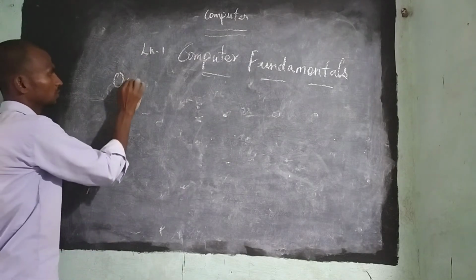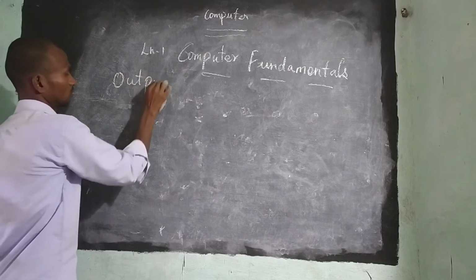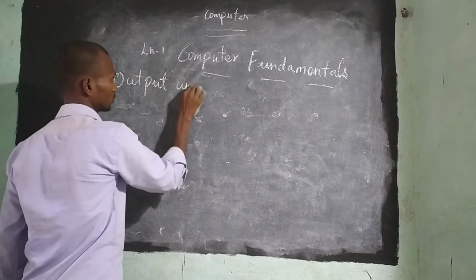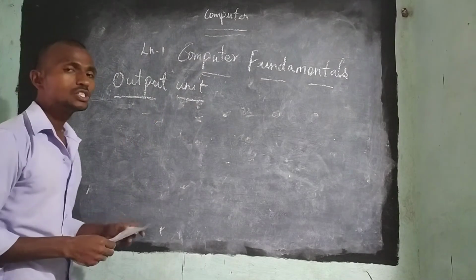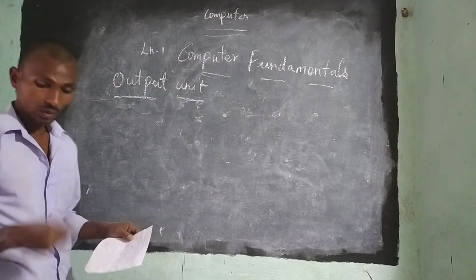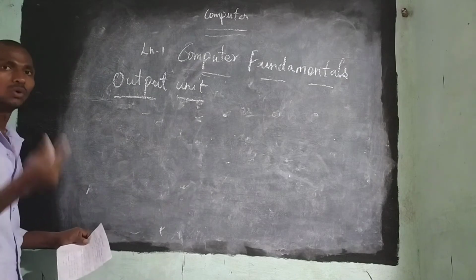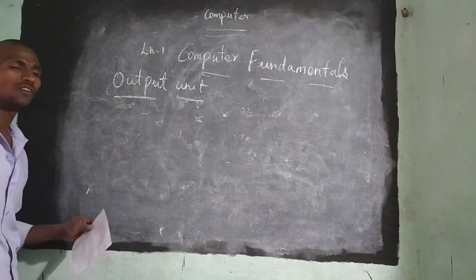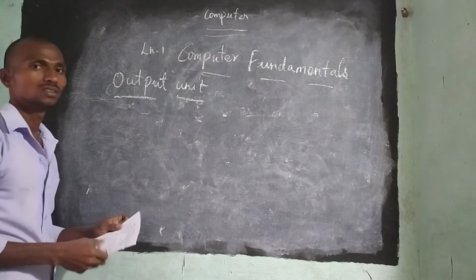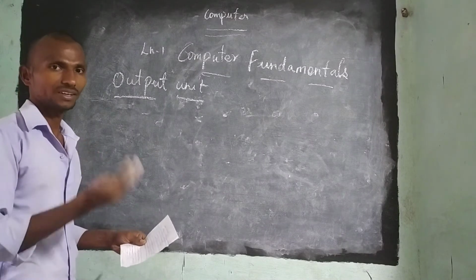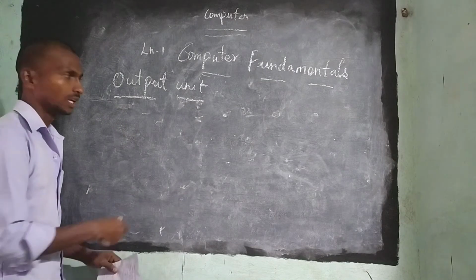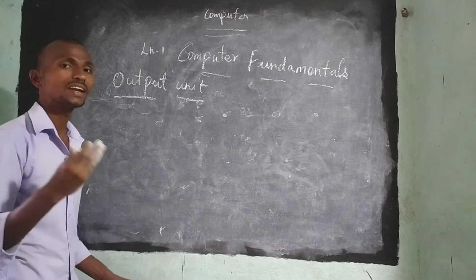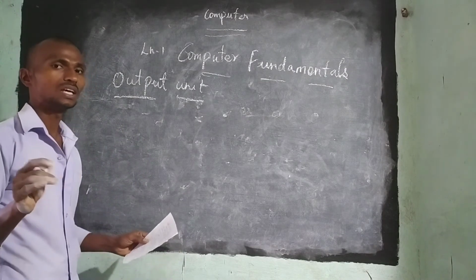Next, the output unit. This unit processes the data and gives it out in a readable form. Readable form means as we can read easily. This unit gives the output in a readable form to the user.